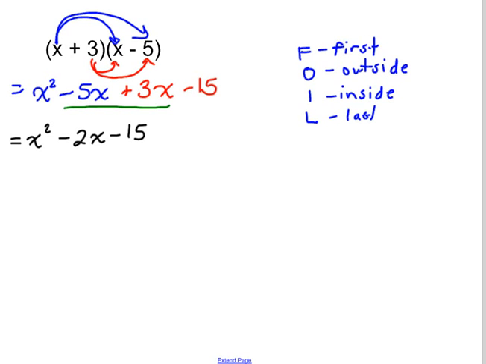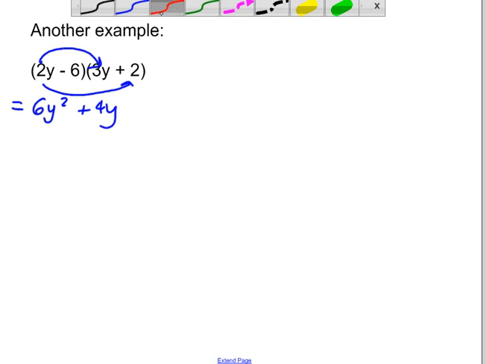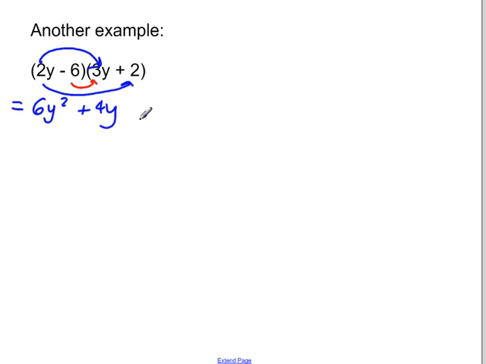So let's do another example of that. Again, in this case, we're going to take our first terms and multiply them. We get 6y squared. Then we're going to take our outside terms and multiply them, and we get plus 4y. Then we take our inside terms and multiply them, and we'll get negative 18y. And we take our last terms and multiply them, and we'll get negative 12.